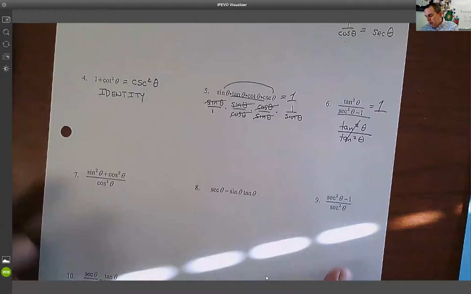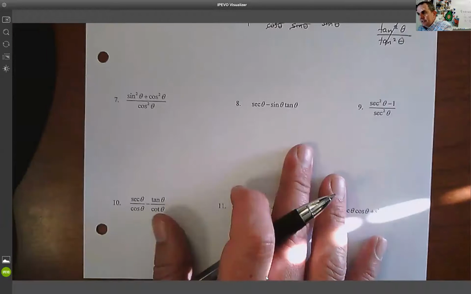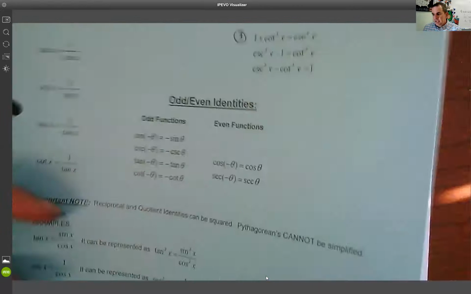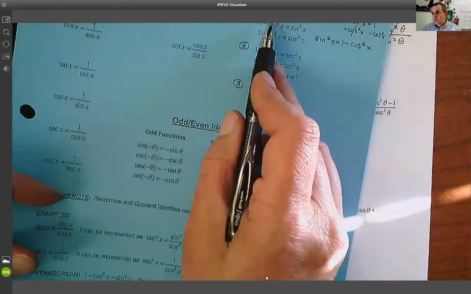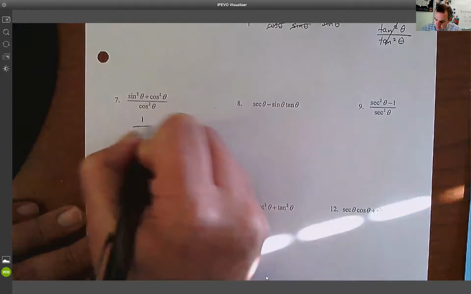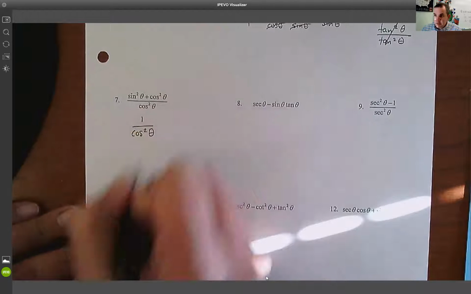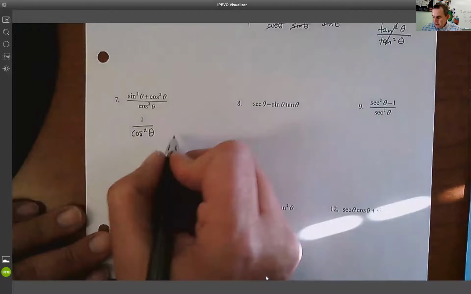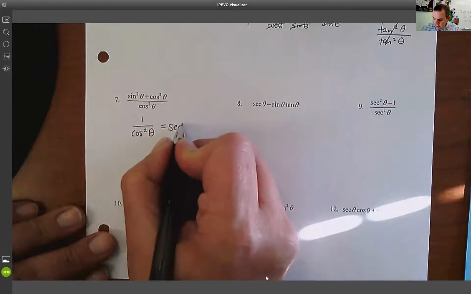Okay, we want to keep going. We did like the first 9 in class. The next one, sine squared plus cosine squared, right here, is a very common one. Sine squared plus cosine squared gives me 1 over cosine squared theta. And 1 over cosine is the same as secant, so this is secant squared theta.